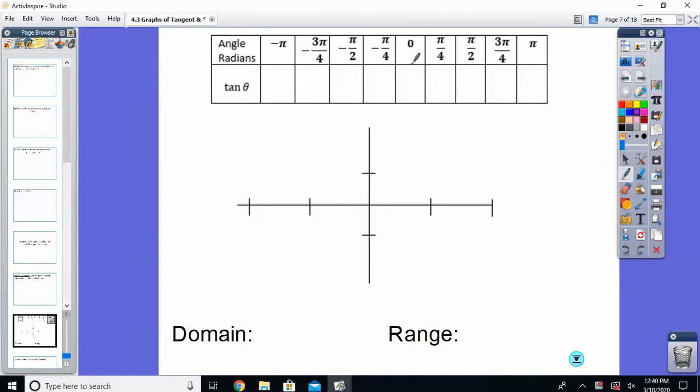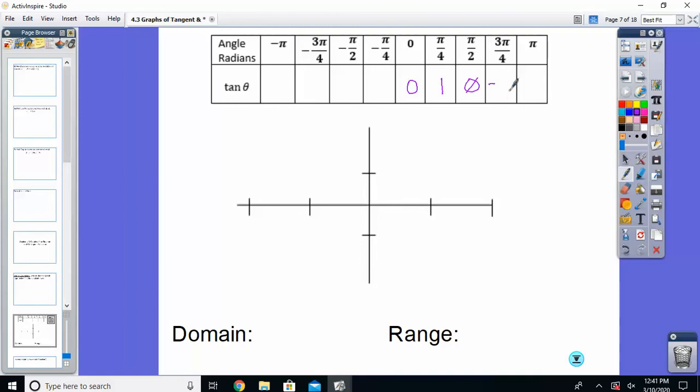For talking about tangent, let's just start at 0. Tangent of 0 is 0. Pi over 4 is like 45 degrees. Tangent of 45 is 1. Pi over 2 is 90. Tangent of 90 is undefined. 3 pi over 4 is quadrant 2.